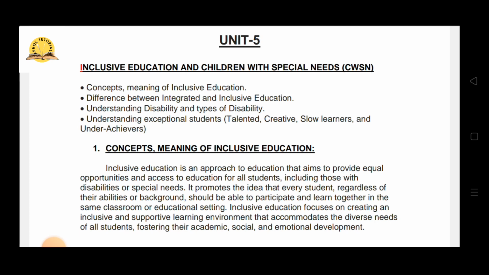When you are writing your Mtet exam, you will not get the full form like children with special needs. There it will just be written CWSN. So what do you understand by CWSN, or who are CWSN? You have to know this very well, that CWSN means the children with special needs. These are the specially abled children. In this unit we will be learning about concepts, meaning of inclusive education. All about inclusive education we will be learning in this particular video.